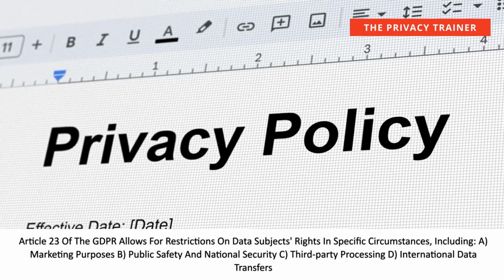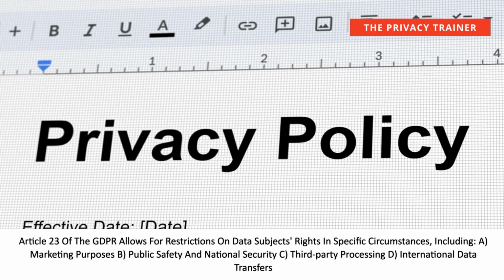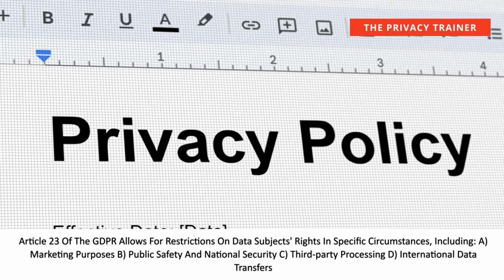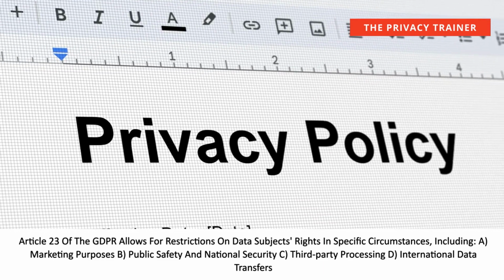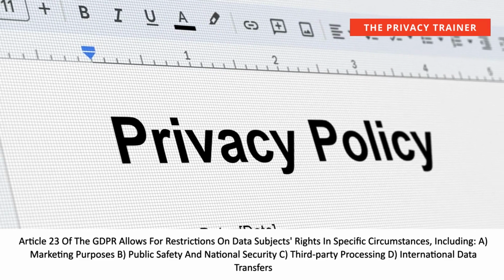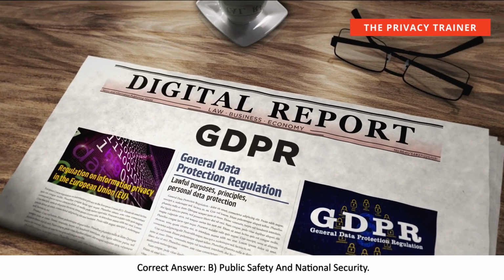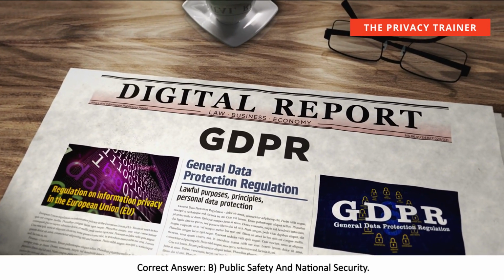Article 23 of the GDPR allows for restrictions on data subjects' rights in specific circumstances, including: A. Marketing purposes. B. Public safety and national security. C. Third-party processing. D. International data transfers. Correct answer, B. Public safety and national security.